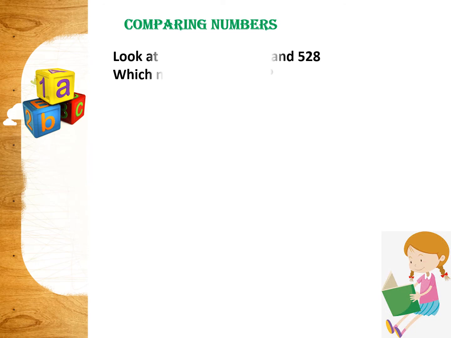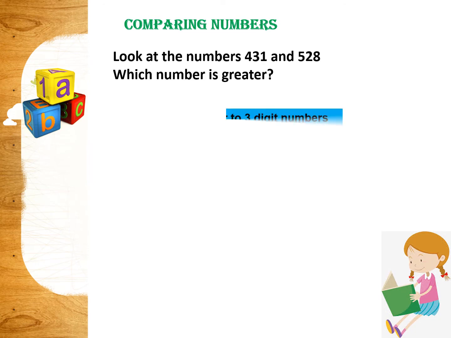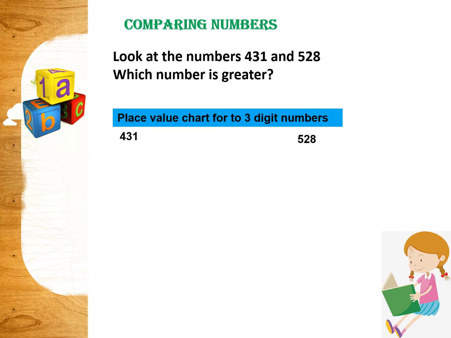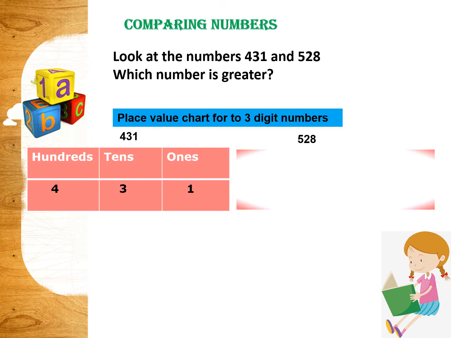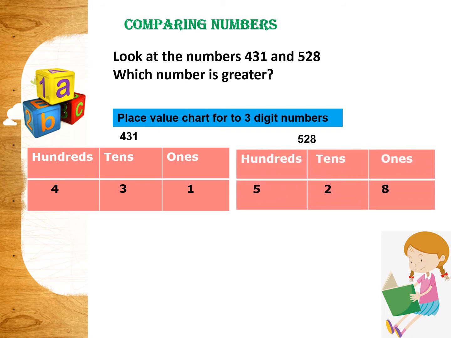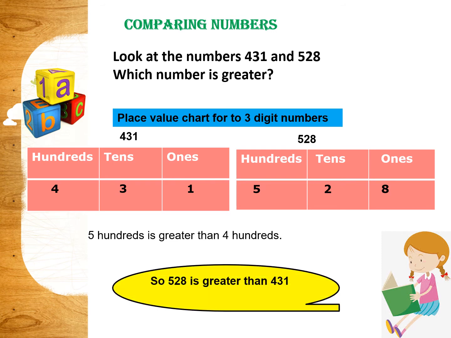Okay children, let's see comparing numbers. Look at the numbers 431 and 528. Which number is greater? First, use the place value chart for 3 digit numbers. Then compare 431 and 528. Children, which number is greater? 500 is greater than 431. So 528 is greater than 431.